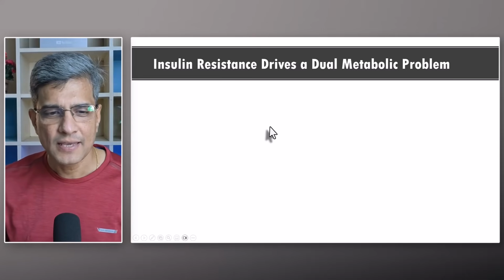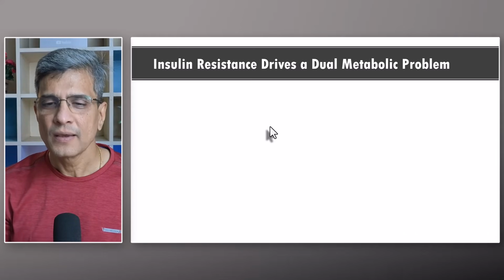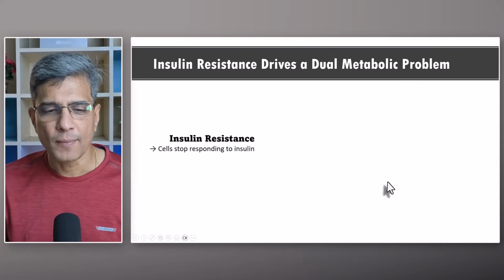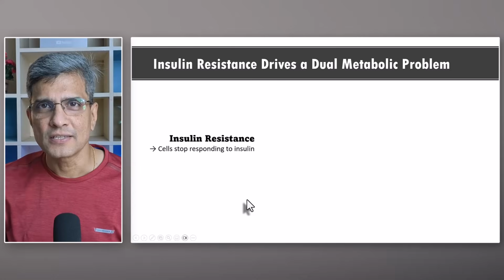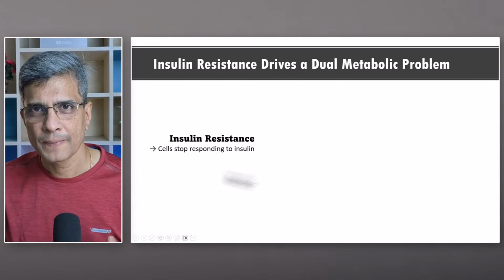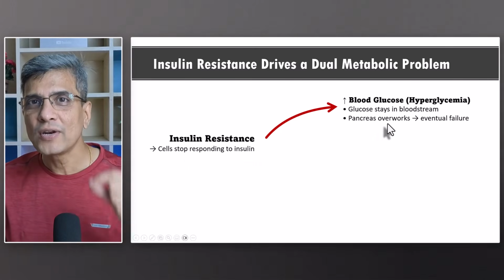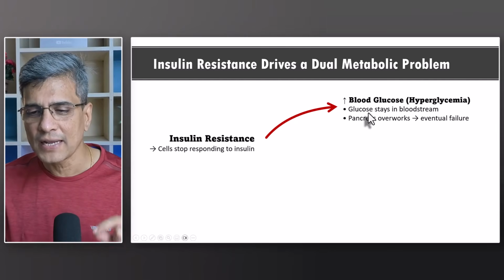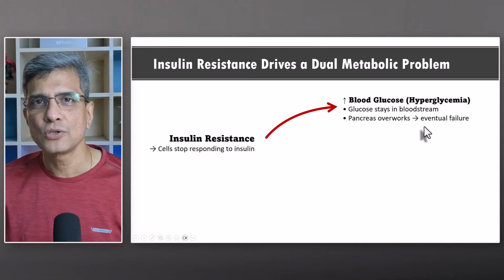The title says, insulin resistance drives a dual metabolic problem. Now, all I need to do is to talk about those two problems here. And first, I talk about the cause. Notice that I have not listed down all the points under insulin resistance. I just gave a hint saying cells stop responding to insulin. Then I talk about the first effect of this cause, which is increase in blood glucose, which is hyperglycemia. And I give a couple of pointers. One is glucose stays in bloodstream and pancreas overworks, which eventually leads to failure.